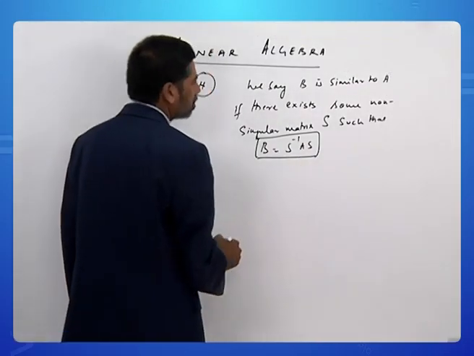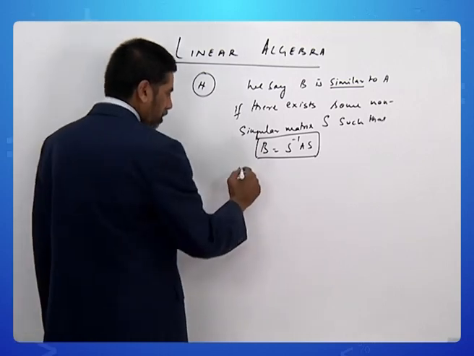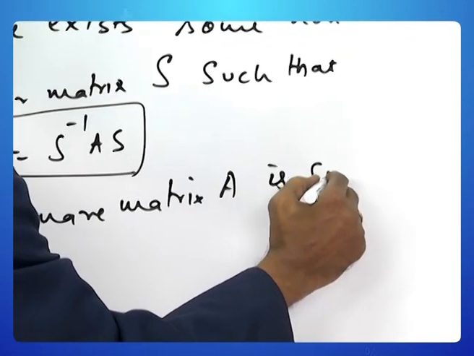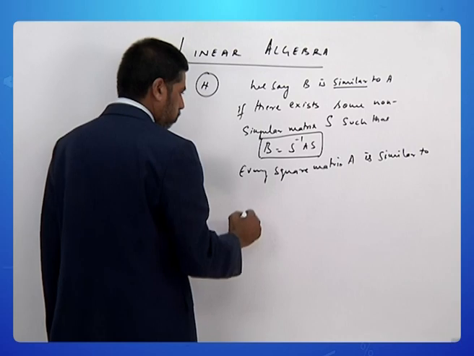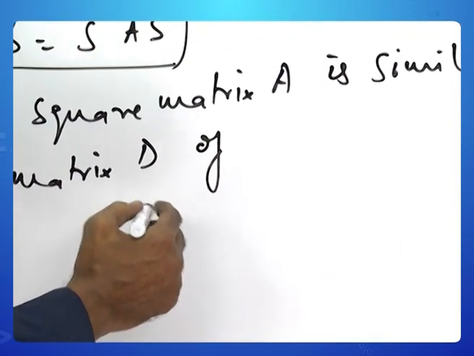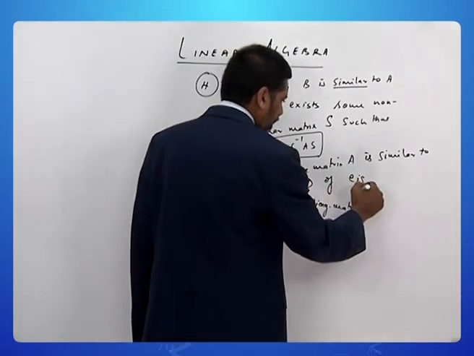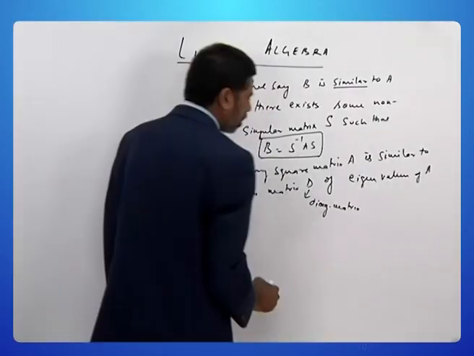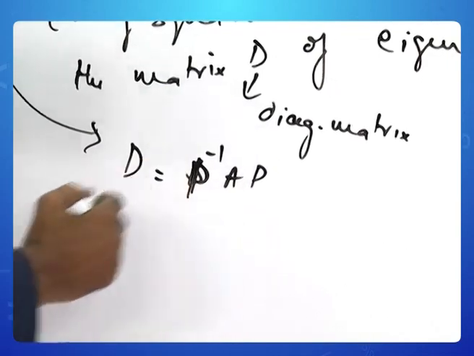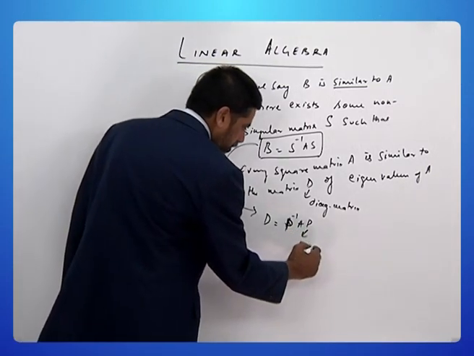This is the formal definition of similar matrices, and an extension of this particular concept is: every square matrix A is similar to the matrix D, where D is a diagonal matrix, the matrix D of eigenvalues of A. Accordingly, from this definition we can write D is equal to P inverse A P. Now the very important thing is, instead of the non-singular matrix, we must replace it by the matrix P, where P is the modal matrix.